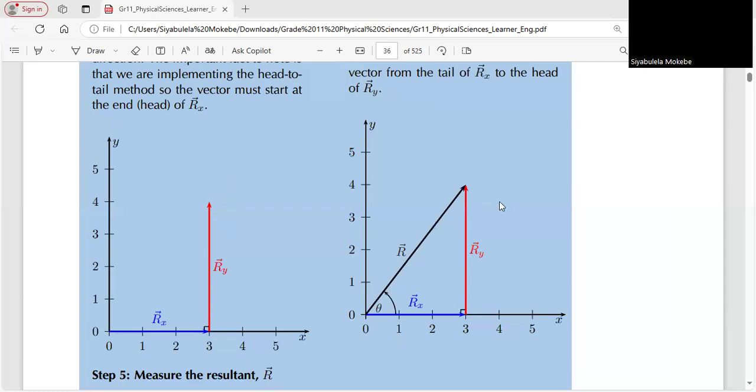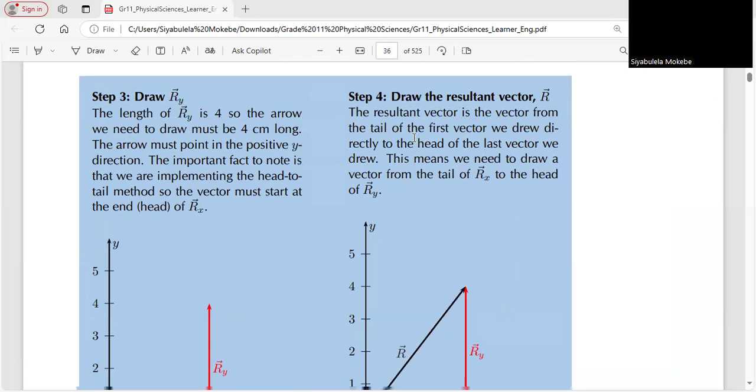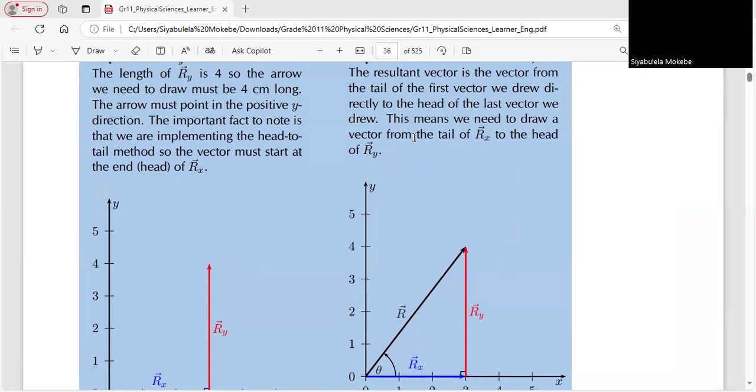Here we go. And then the resultant vector is the vector from the tail of the first vector we drew directly to the head of the last vector we drew. This means we need to draw a vector from the tail of Rx to the head of Ry.